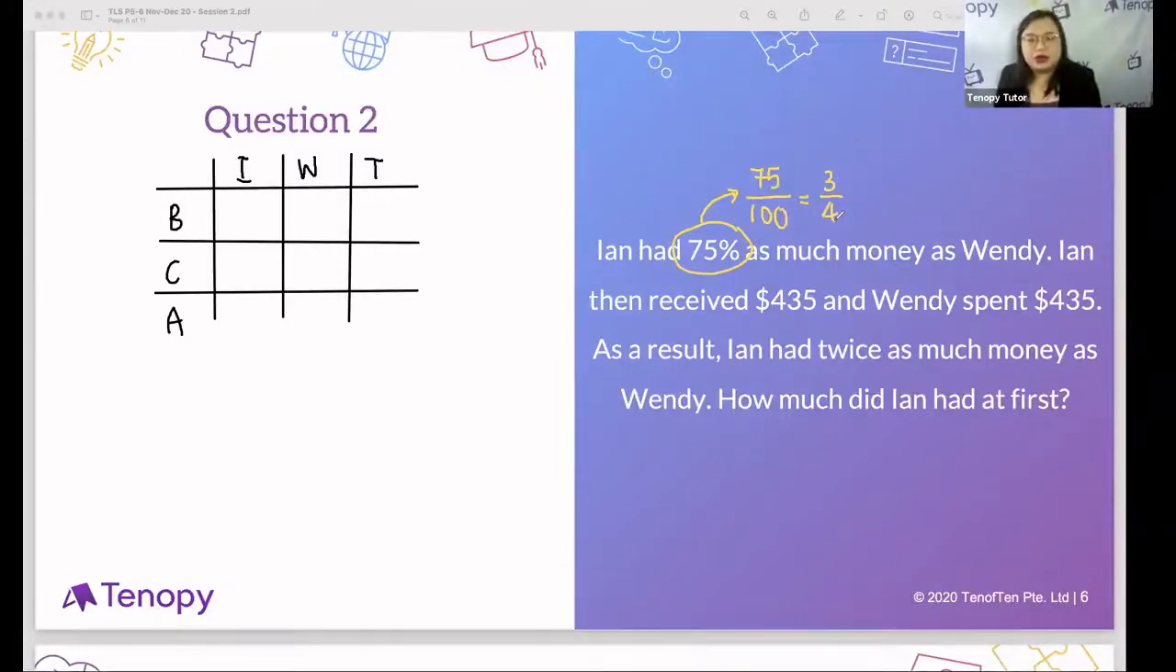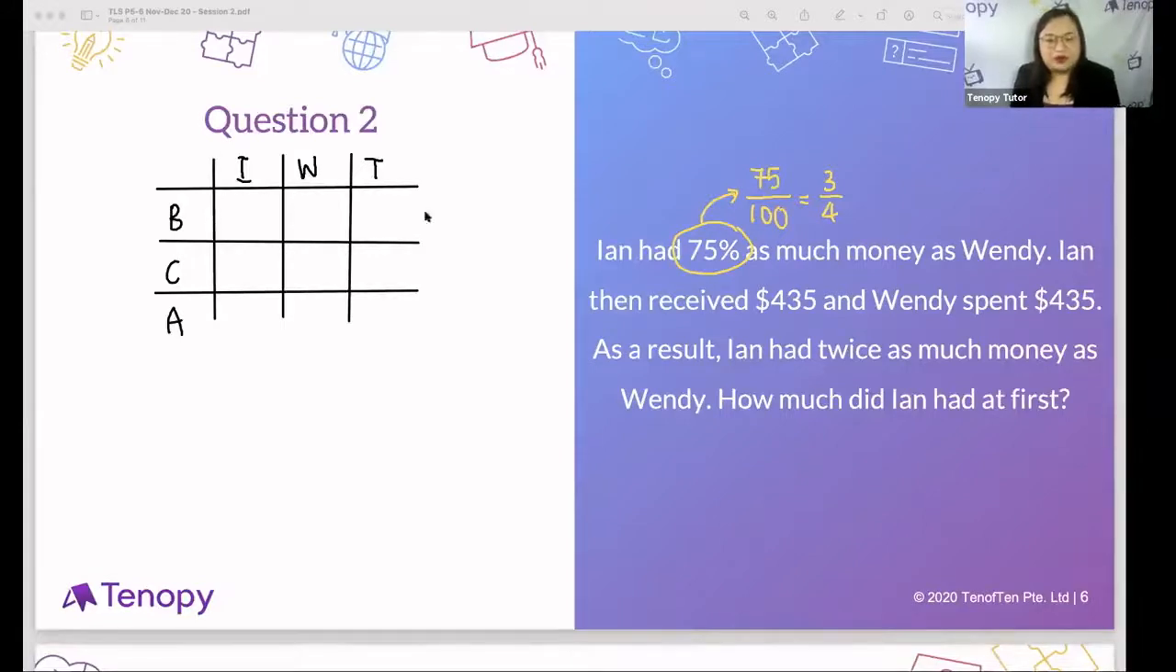Now fill in the table. They say Ian had 3/4 as much money as Wendy. So what unit should I put for Ian? What unit should I put for Wendy? And what is their total? Then you talk about what happens to their changes and what happens in the end. Okay, so I'll give you 10 more seconds to fill in. Then I'm going to go through with you the steps. If you think you're done, let me know. Finish? Okay, it's not difficult, right? Okay, so good. Now, very good.